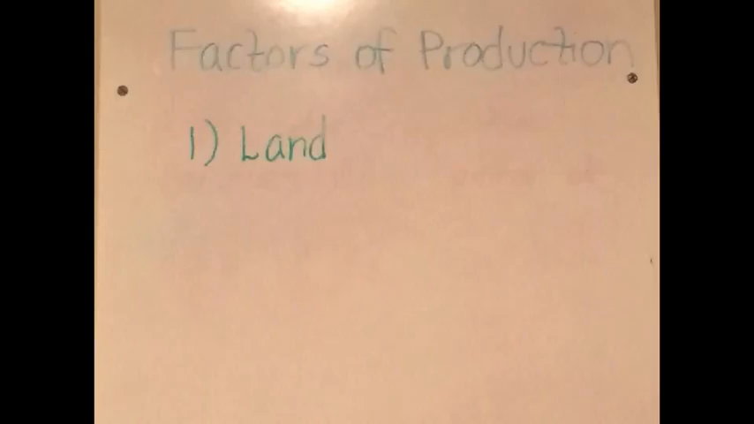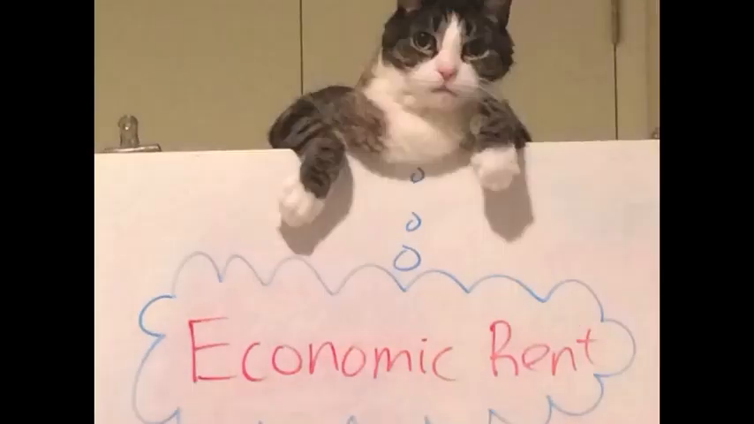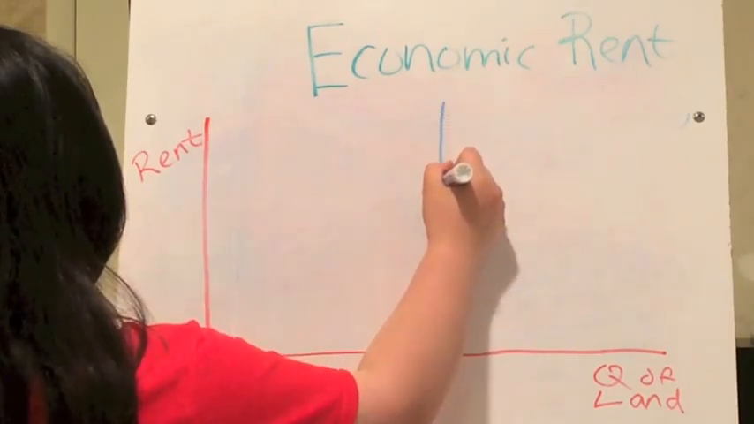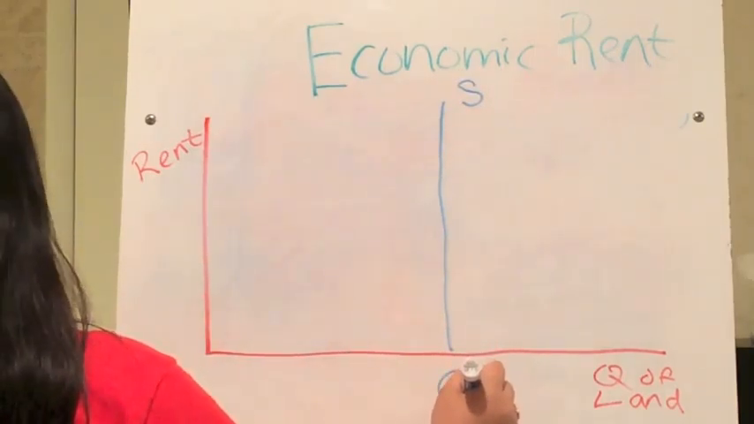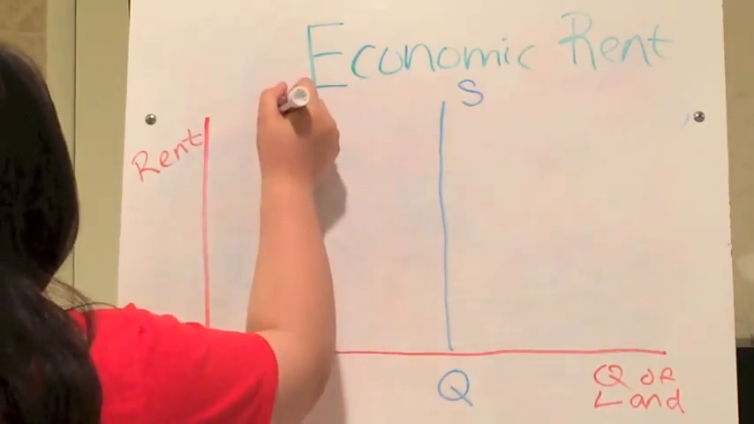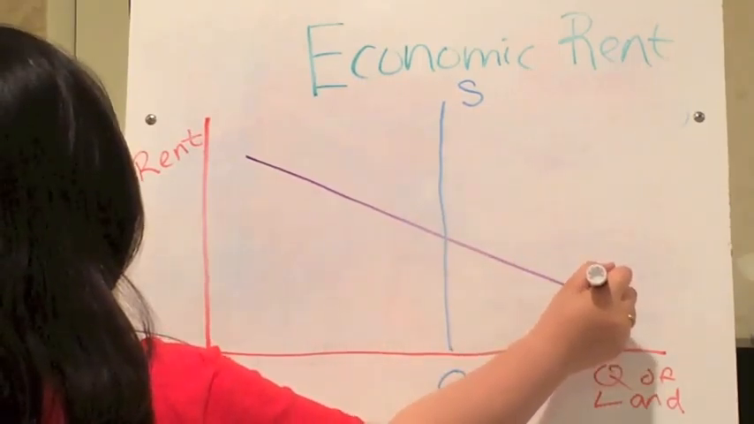Land is the most common factor of production that is involved with economic rent. Economic rent is a payment made to a supplier of a factor of production that is greater than the minimum amount necessary to keep that resource employed at that quantity. This is often due to scarcity of the resource. For the economic rent graph, supply is inelastic, so it is a vertical line. This means that regardless of the price or rent, the quantity will remain the same. The equilibrium rent and quantity of land is where demand equals supply.